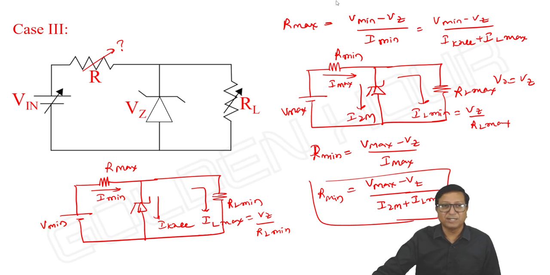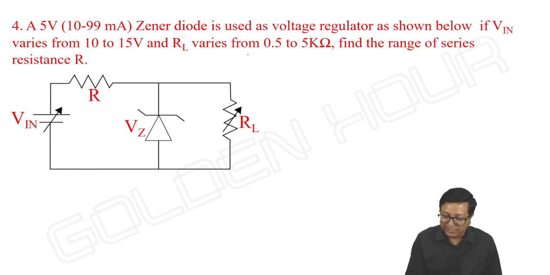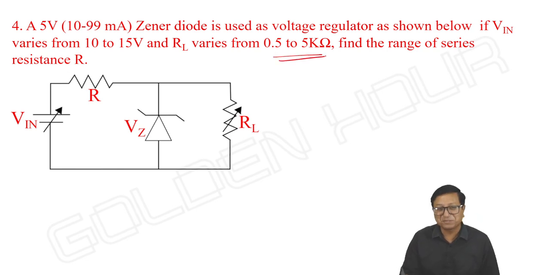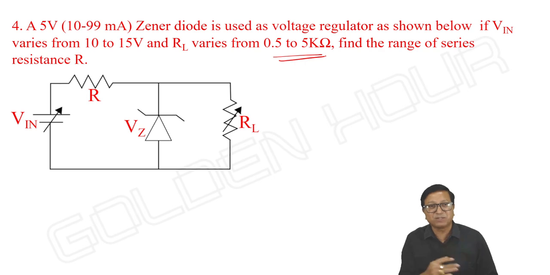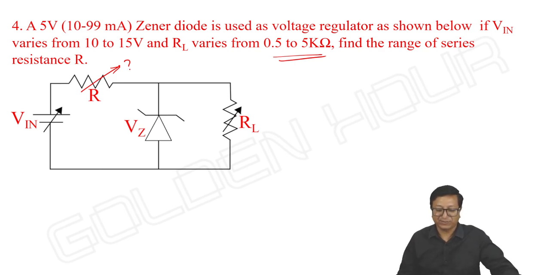That is true. That's it. Right. So let us have a look at a problem on this. I'm taking the same Zener diode. That is a Zener diode with a breakdown voltage of 5 volts, and the current range is from 10 to 99 milliamperes. If V input is varying from 10 to 15 and RL is varying from 0.5 to 5K, same data, first problem and second problem I am combining, then find the range of series resistance R. Okay, so this.